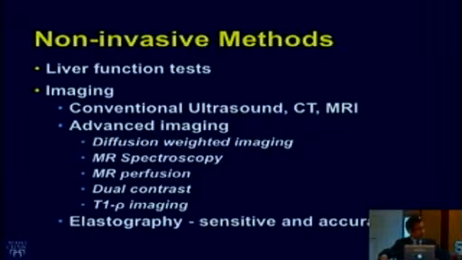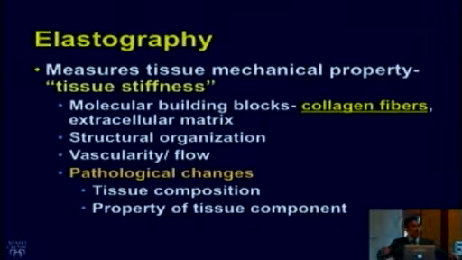Advanced imaging techniques, mainly MR related, like diffusion weighted imaging, spectroscopy, perfusion, dual contrast, and the new thing called T1 rho imaging, are all still investigational and have not found clinical use. So we need a more sensitive and accurate technique, and elastography has proven to be the most sensitive and accurate technique. All these elastography techniques, and you'll be hearing from the second speaker about the ultrasound method, measure a tissue mechanical property. We use the term tissue stiffness for that.